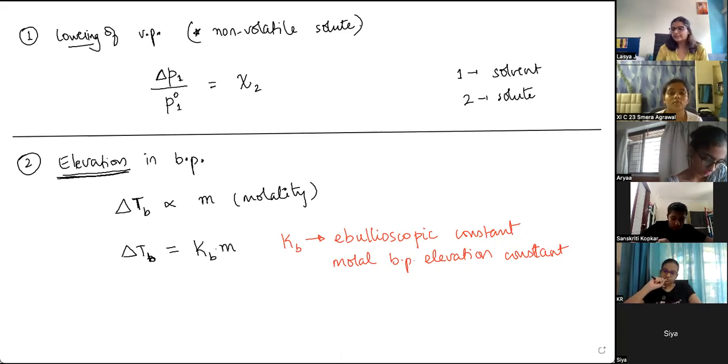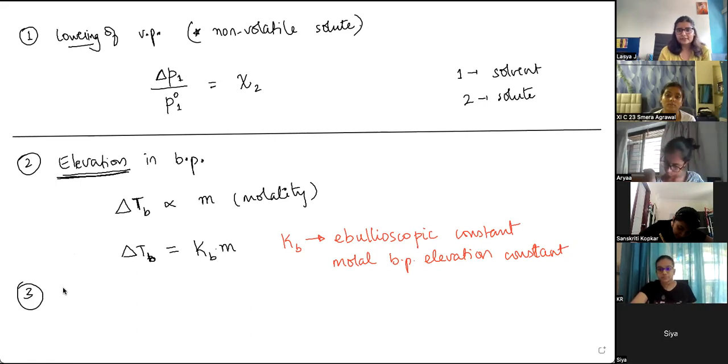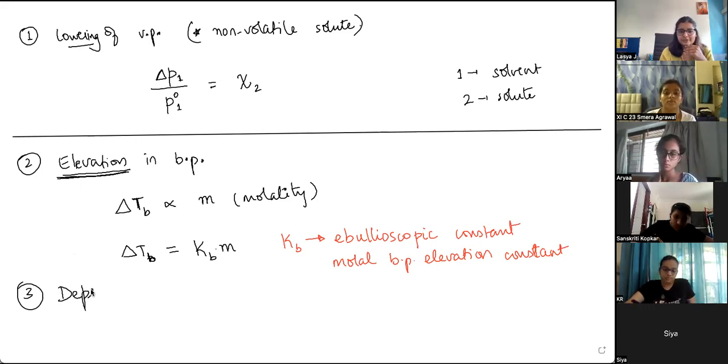So when solute is added, boiling point increases, and that difference in boiling point, by how much it increases, can be found out using this particular formula. Similarly, just like how the boiling point increases, it affects the freezing point also. The freezing point of the solvent falls. So depression in freezing point.